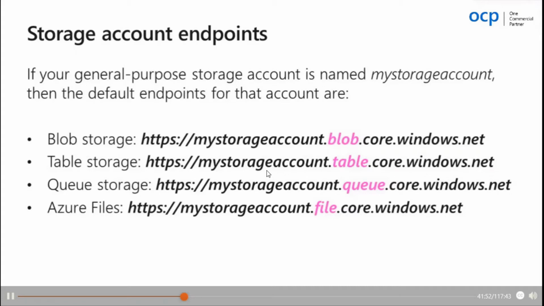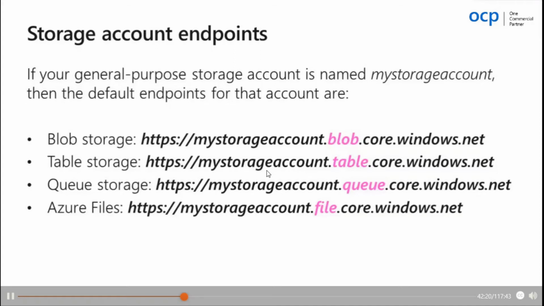In terms of storage endpoint, our endpoints will always start with HTTPS, or HTTP if you still use that. Then the name of the storage account that you call. In my case here, my storage account is called mystorageaccount. And then dot the name of the service, which can be blob, table, queue, or file. Then .core.windows.net. So those are the endpoints for all the services.